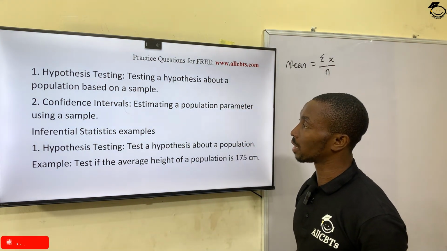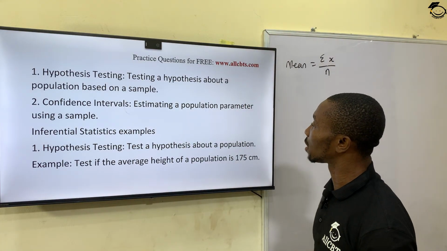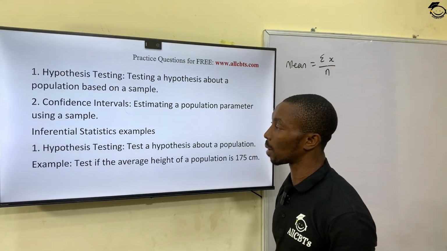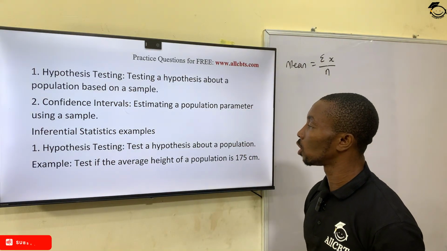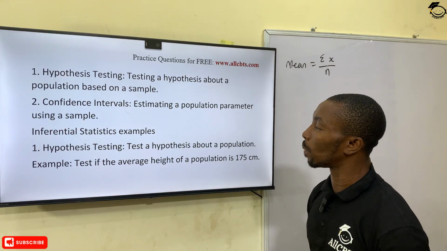The next we look at is a confidence interval. Now, this helps in estimating the population parameter using a sample. Now, an example of inferential statistics on hypothesis testing is to test a hypothesis about a population.